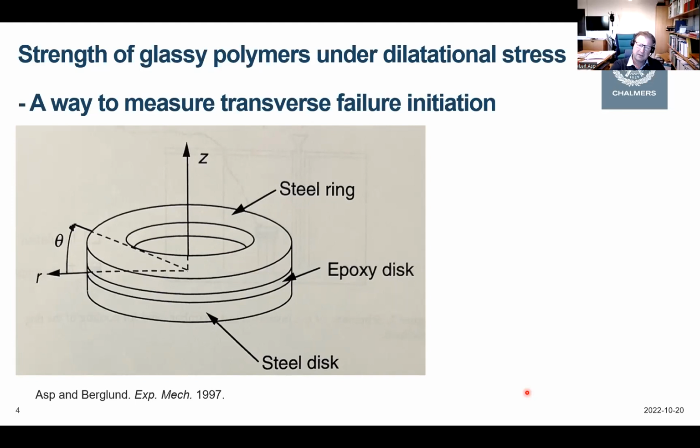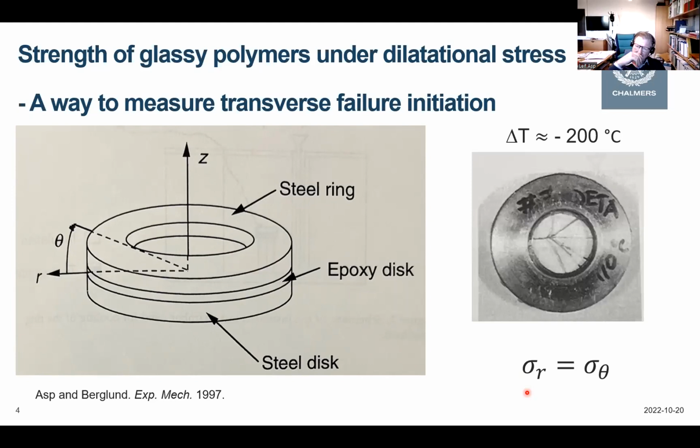So we proposed a test method for this, where we cool down a polymer disc, in this case an epoxy disc, that we have glued between a steel disc and a steel ring. We put that into a chamber and cool it down using liquid nitrogen at about 200 degrees delta T.